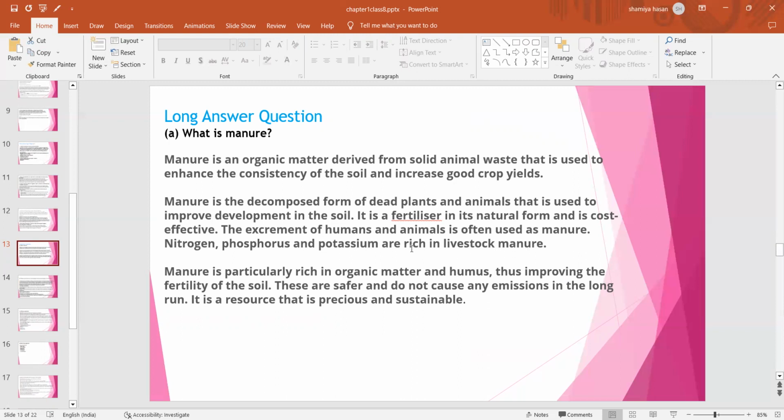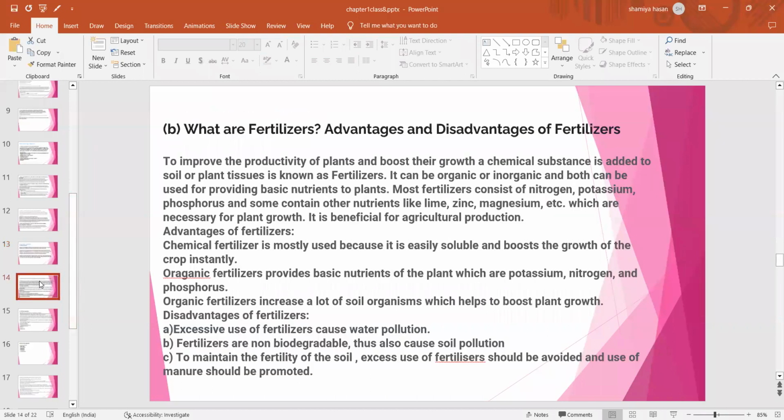Nitrogen, phosphorus, and potassium are rich in livestock manure. Manure is particularly rich in organic matter and humus, thus improving the fertility of the soil. These are safer and do not cause any emissions. In the long run, it is a resource that is precious and sustainable.